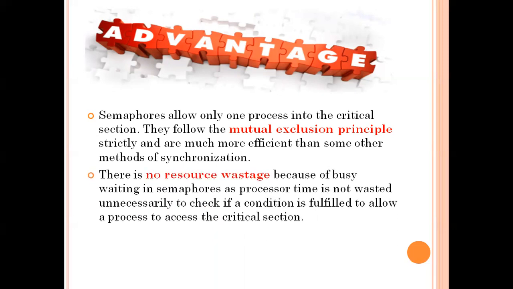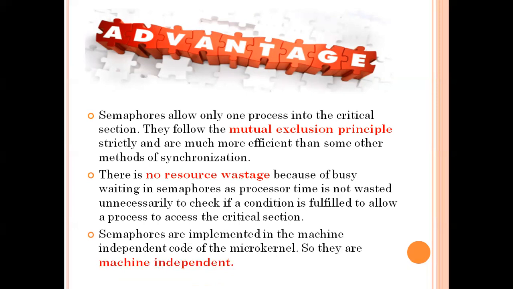So there is no resource wastage because of busy waiting in semaphores, as processor time is not wasted unnecessarily to check if the condition is fulfilled to allow the process to access the critical section. See, whenever the process comes, the operating system does not have to see explicitly whether this process can come or not. It does not have to go through the entire section of the critical code to find whether the space is there. With semaphore value, it can make the decision whether the process is allowed to enter or not based on a single semaphore value. So it becomes very easy.